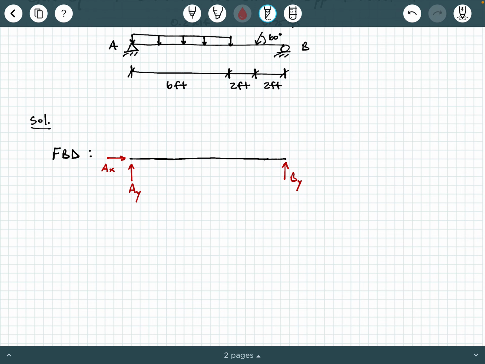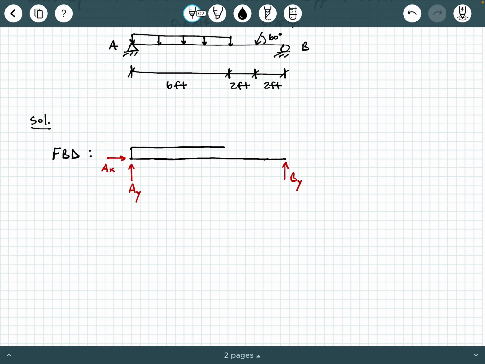If our calculated values for AX, AY, or BY become a negative number, it actually turns out that those reaction forces are pointing in the opposite direction of what we assumed in this free body diagram. So put that idea in your back pocket now, and we're gonna revisit that here in a minute after we do some calculations. So let's continue to draw on our free body diagram.